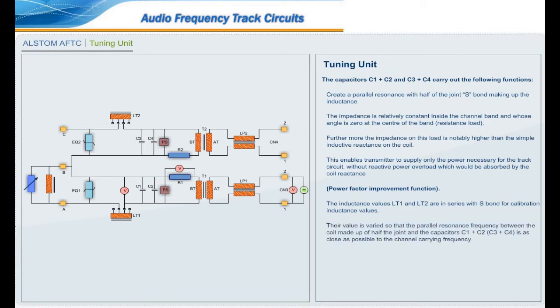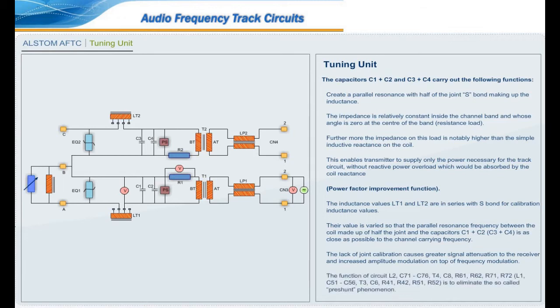Their value is varied so that the parallel resonance frequency between the coil made up of half the joint and the capacitors C1 plus C2, C3 plus C4 is as close as possible to the channel carrying frequency. The lack of joint calibration causes greater signal attenuation to the receiver and increased amplitude modulation on top of frequency modulation.